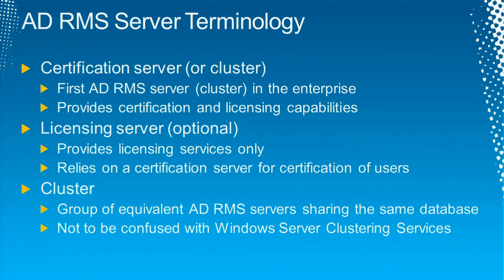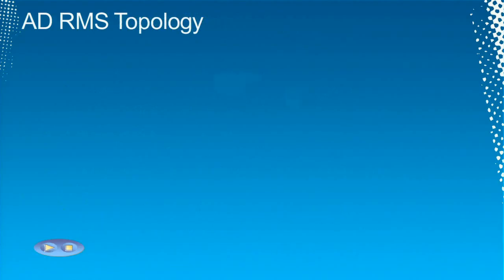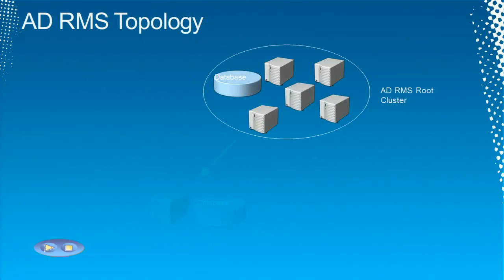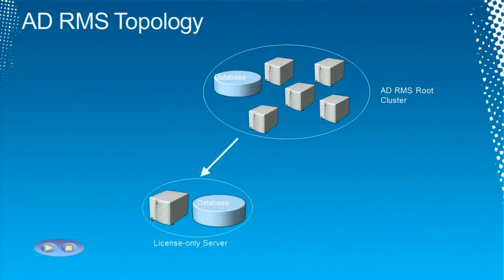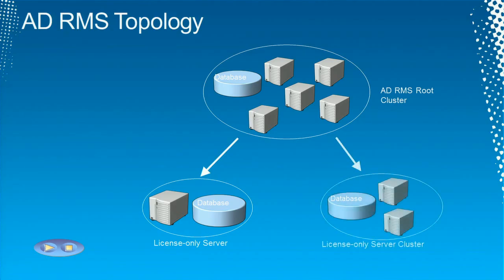Next part is the concept of a cluster. The cluster is basically a web farm, and behind that web farm you have your SQL servers that persist all of the stateful data that RMS needs, such as your configuration, your templates, a bit of caching, and also logging information. We'll talk about that as well. Looking at it from a basic AD RMS topology, you're essentially going to have your web farm of servers in your root cluster that's connected to a SQL database. And then you can also have a licensing only cluster as well.